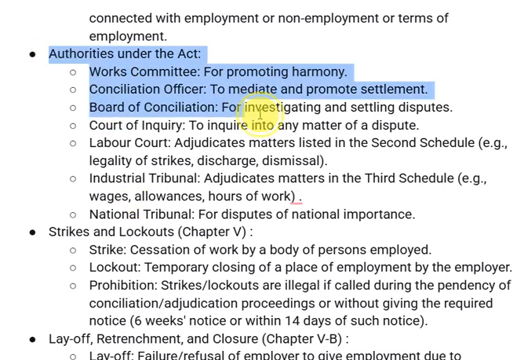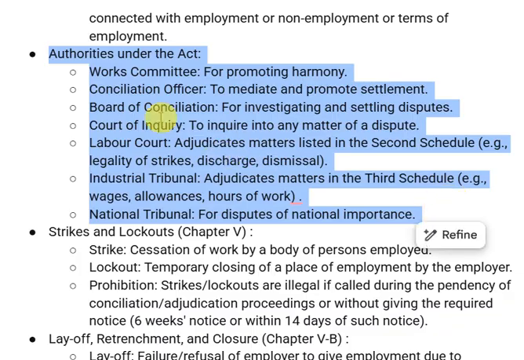We have various authorities established under the act, and these authorities are Works Committee, Conciliation Officer, Board of Conciliation, Court of Inquiry, Labor Court, Industrial Tribunal, National Tribunal. Works Committee is established in every factory where 100 or more workers are working. Then they have to establish Works Committee. It looks after the day-to-day working. Conciliation Officer is appointed by government to mediate and promote settlement between workers and management. If there is any dispute, then that is resolved by the Conciliation Officer, who tries to mediate between them.